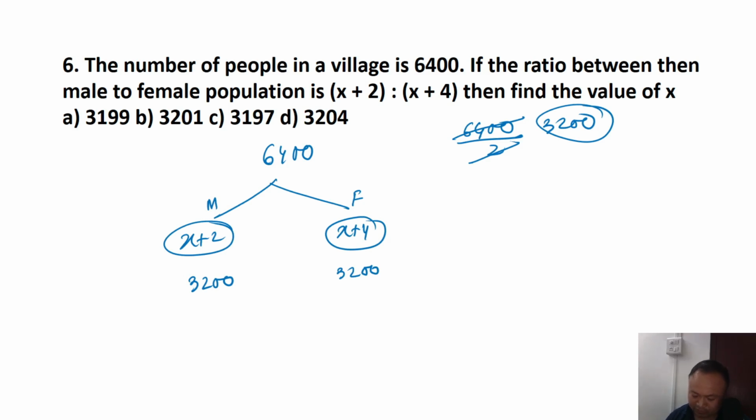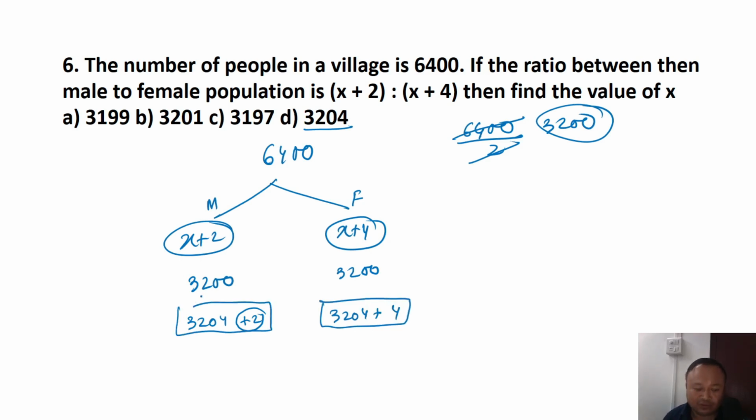So if I take this answer as 3204, then plus 2 and plus 4 will not give a valid population, so it is not my option. So let me take the next one, 3197.